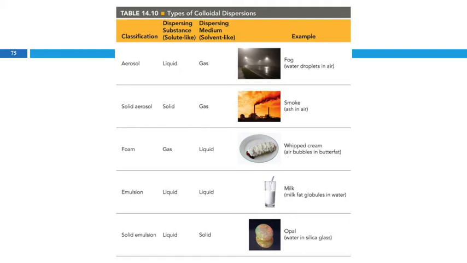Something like milk. Milk is an emulsion. It's got milk fat globules in the water, which is why you can't see through milk. But if you compare whole milk and skim milk, skim milk looks like it's almost trying to be transparent, right? Kind of looks watery, because there's less fat. And the fat is what's making it white. And opal, a gemstone, is actually a dispersion of water in silica glass.